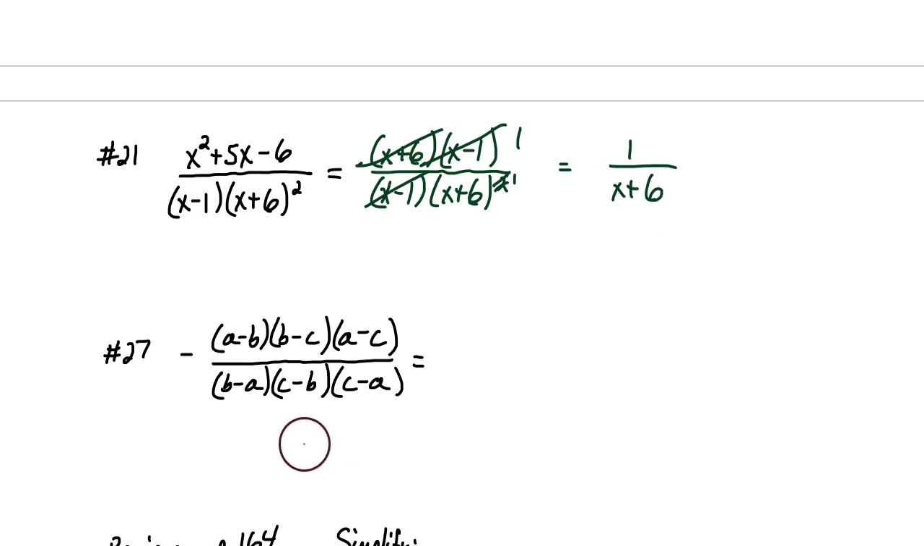Number 27, we have that situation from earlier where we have division and we have inverses. A minus B is the opposite thing of B minus A. Do you remember what they reduce to? This divided by this makes -1. This divided by this makes a -1. This divided by this makes a -1. So we have negative times negative times negative times negative. That's an even amount of negatives. The final answer is +1.